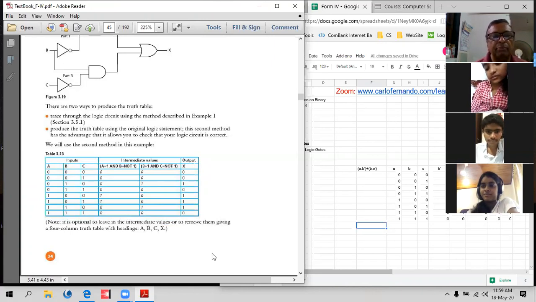But personally, I don't like that. My personal advice is to do these intermediate values for 2 reasons. One is, I myself am not sure of doing without these, getting the output straight away by looking at this.